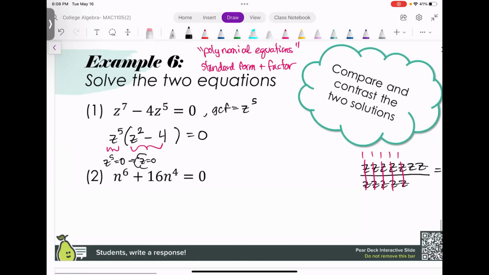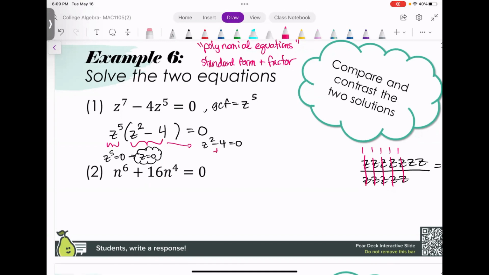So one of my solutions is z equals 0. For the other one, I get the equation z squared minus 4 equals 0. And this is a perfect square equation because I only have a single term that has a square. There's no other z's anywhere else. And I can solve these by square roots. So I'm going to add 4 to both sides, giving me z squared equals 4.